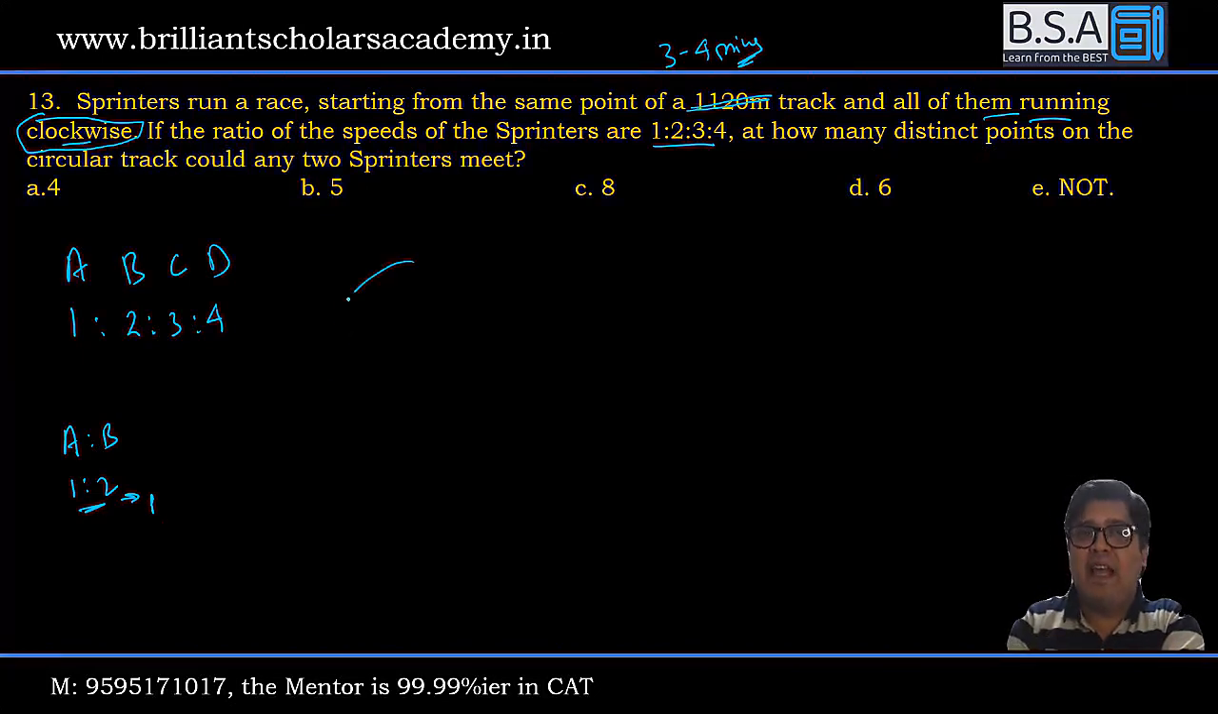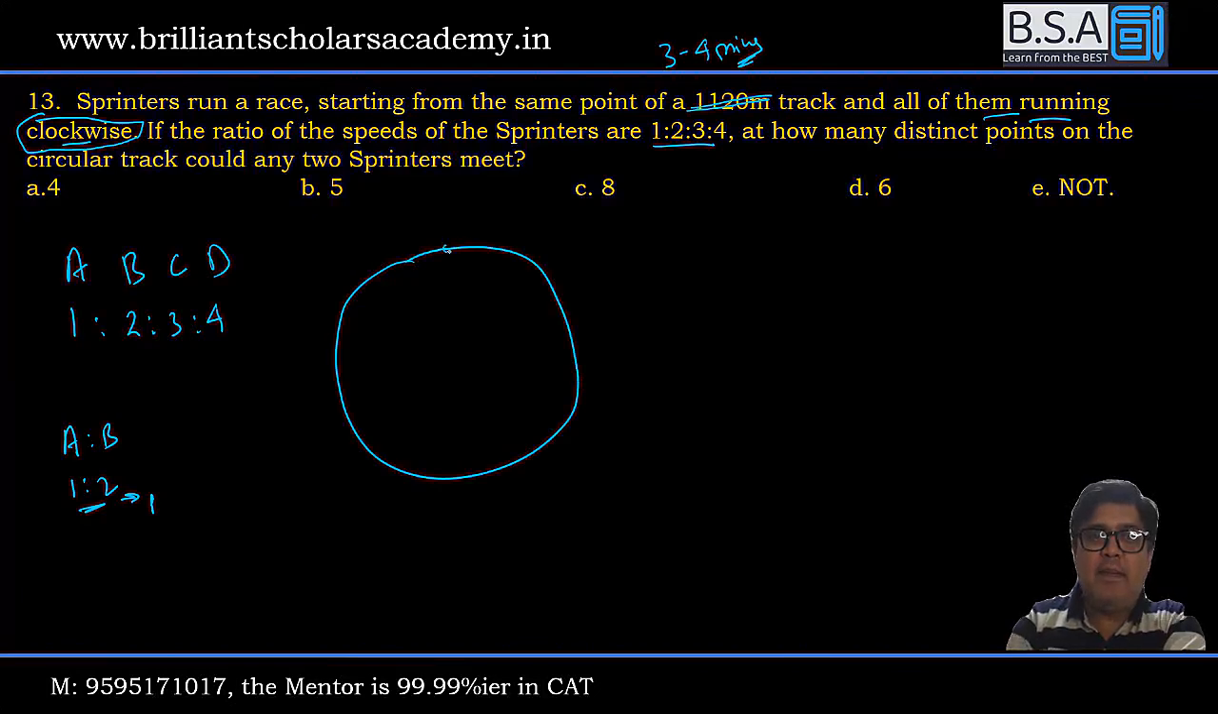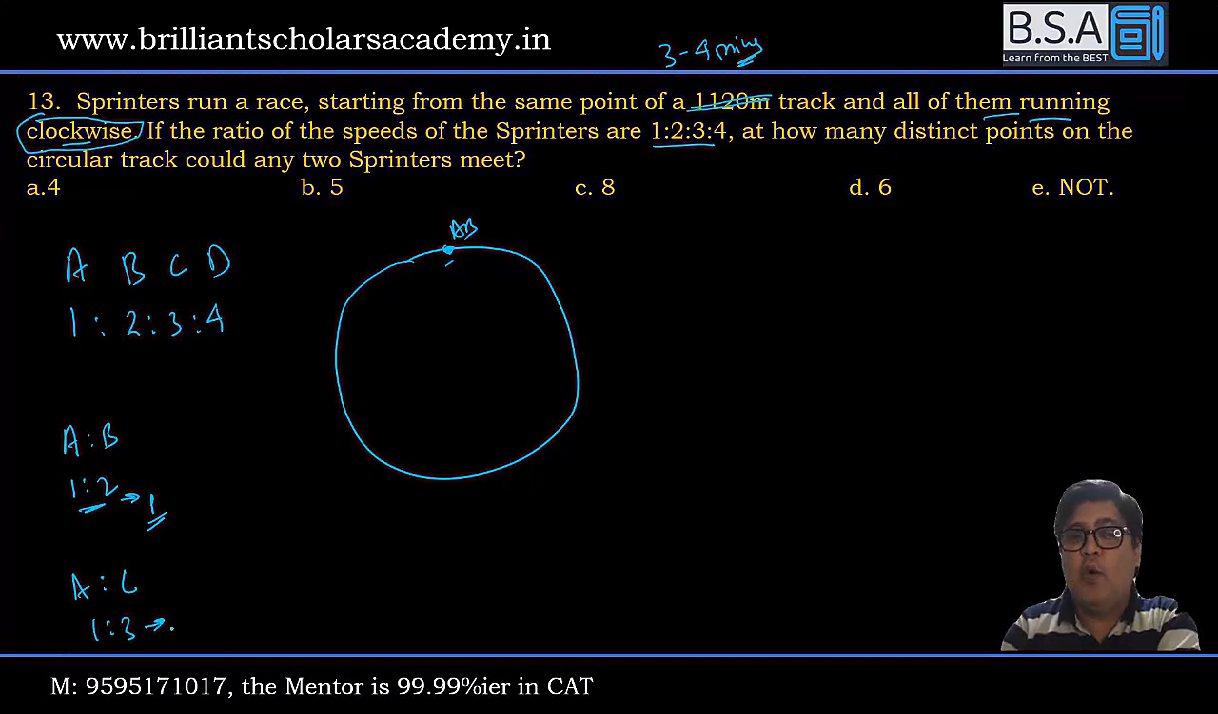So where will AB meet? AB have only one point to meet, so AB will only meet at the starting point. If I look at AC, 1:3, what is the gap? The gap is 2. So these yellow points, because the gap is 2, one of them will be this. AC will meet here and AC will also meet here.